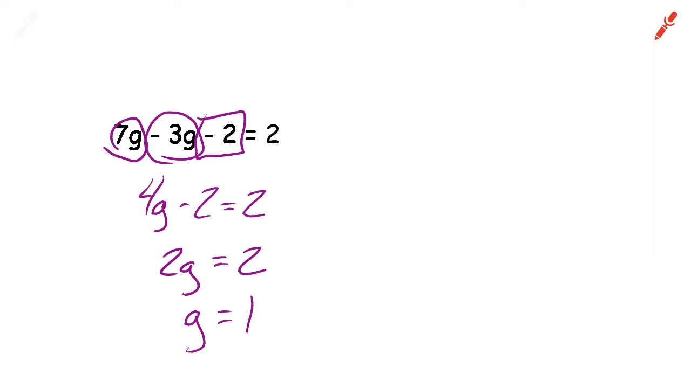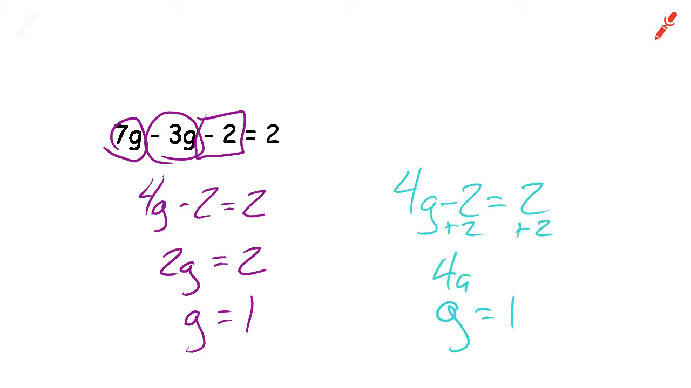Alright, so when I take a look at this one, it's really weird because the correct solution actually is g equals 1. But how I got there is what's wrong with this. Because what happened is I was right to get to 4g minus 2 equals 2. But my next step should have been to add 2 to both sides, get 4g equals 4, divide by 4, and then end up with g equals 1.